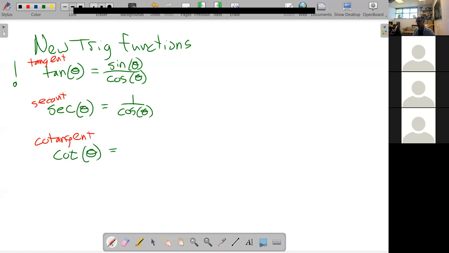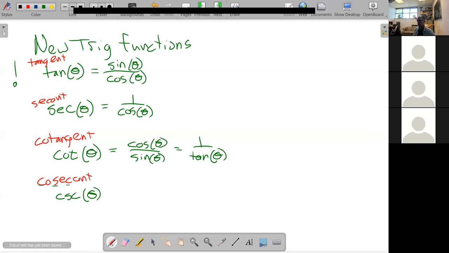So there's 2 ways I can look at it. I could say it's cosine of theta over sine of theta, or I can say it's just 1 over the tangent. And now we have the last one, the cosecant. And the cosecant is abbreviated CSC, cosecant. And it's got to have an angle, and it turns out to be 1 over the sine of theta. So these are our new trig functions. Got to commit these relationships to memory.